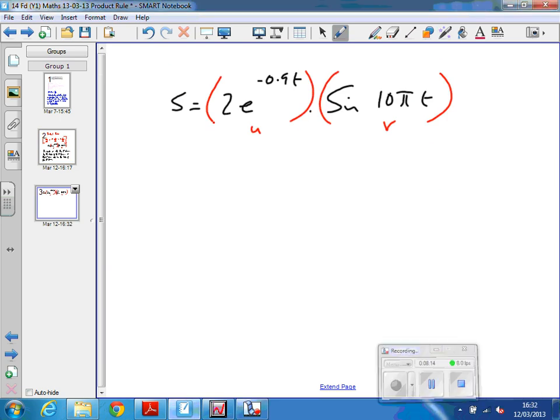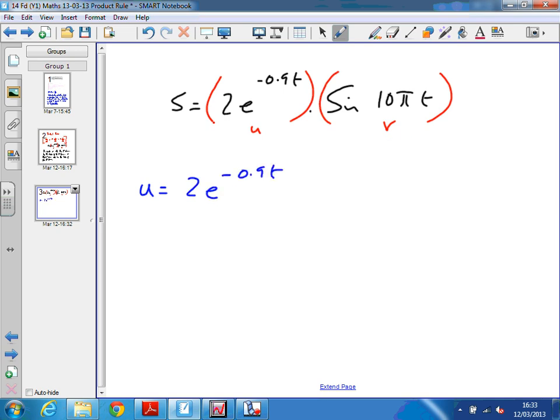So setting the problem out, it's up to you how you set it out, but we're after u and the differential of u, and v and the differential of v. So it's almost worth writing them down. u equals 2e to the minus 0.9t. So what is du by dt?